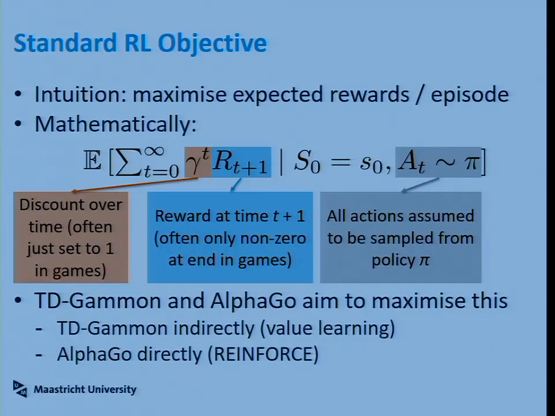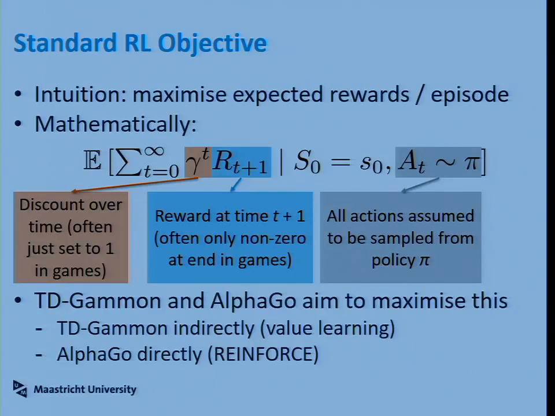The S0 is S0. That's just formally acknowledging that in a Markov decision process we depend on the initial game state. And with A_t sampled from pi, I mean that all of the actions at every time step t are assumed to be sampled from a policy pi, and pi is the policy that we're also optimizing. So TD-Gammon and AlphaGo, for example, maximize this objective.